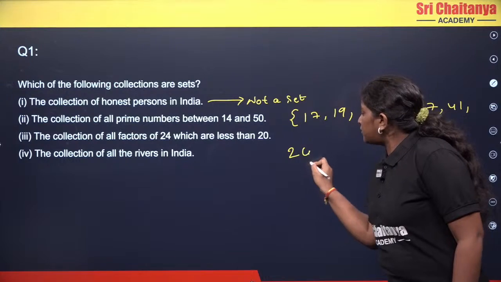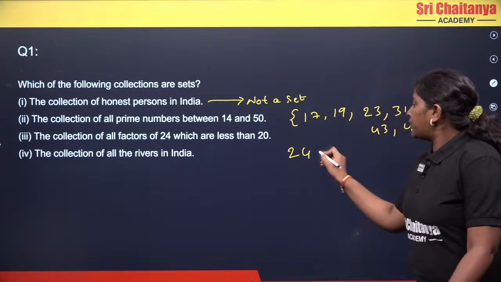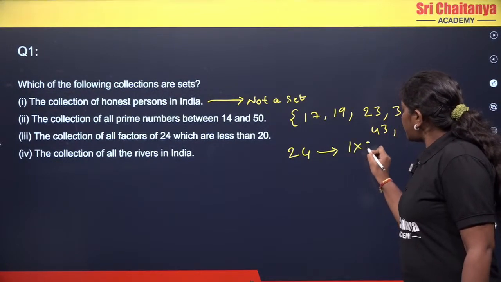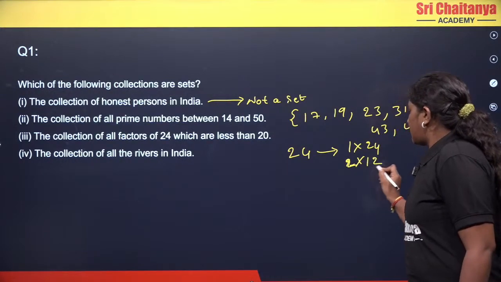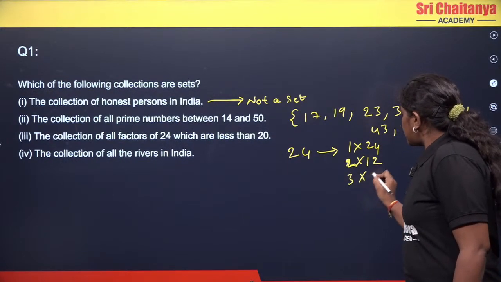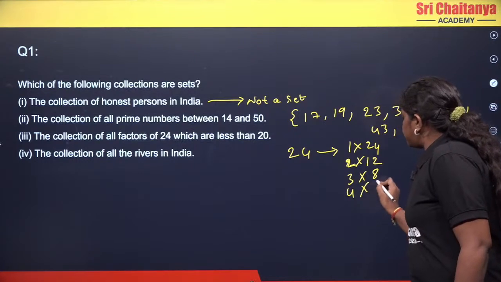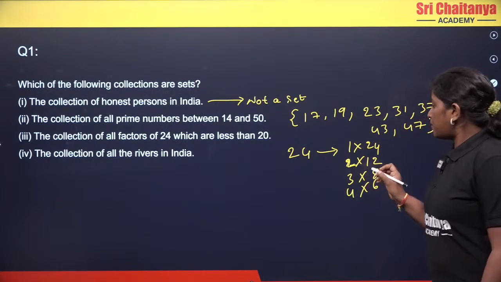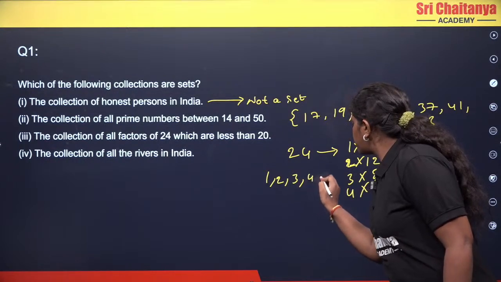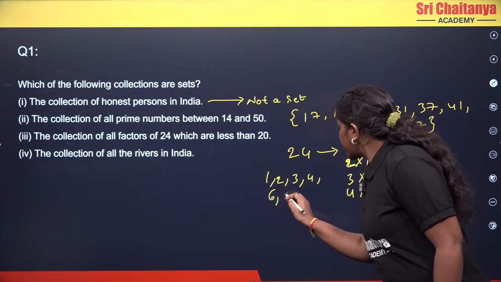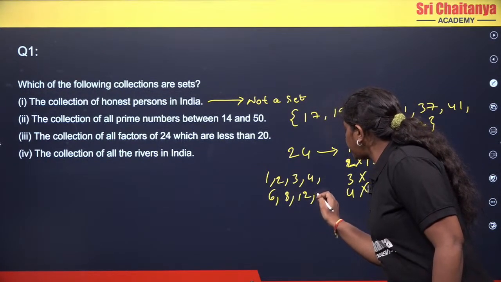So if you take the factors of 24, we can take it as 1 into 24, and next it will become 2 into 12, and next it will be 3 eights are and 4 sixes, right? Now the factors will be 1, 2, 3, 4, 6, 8, 12 and 24.